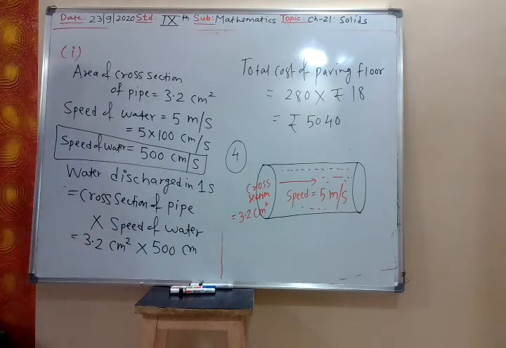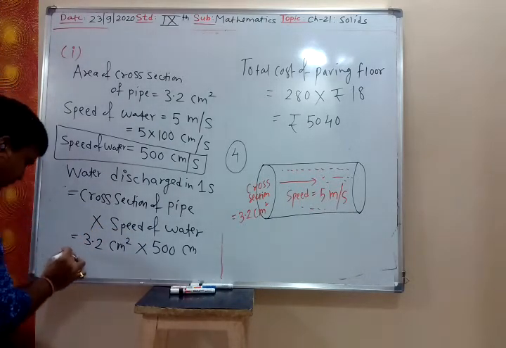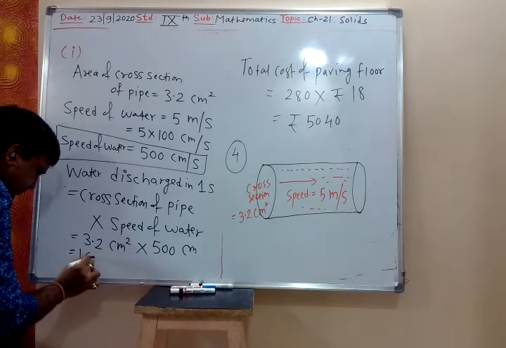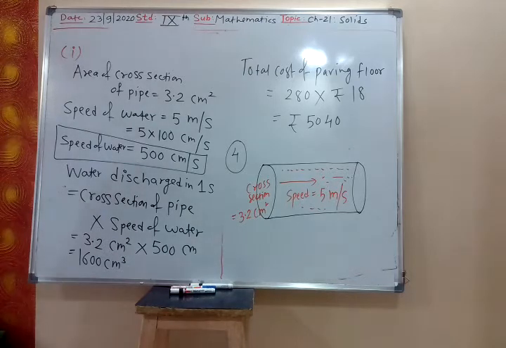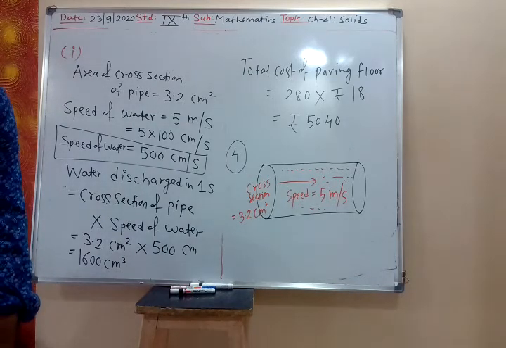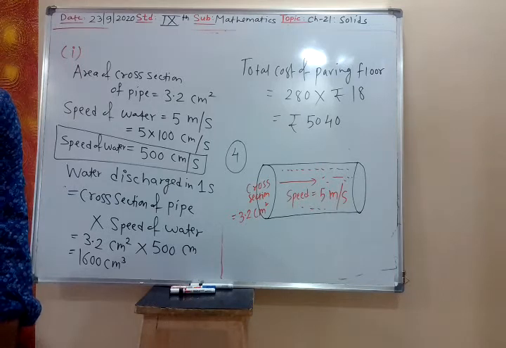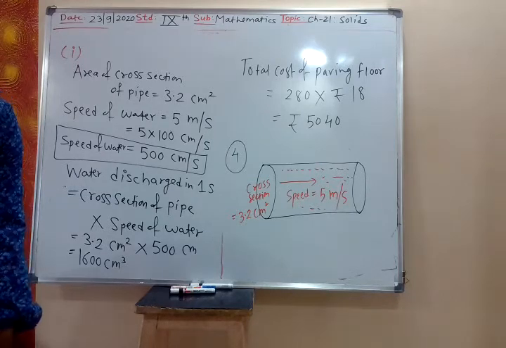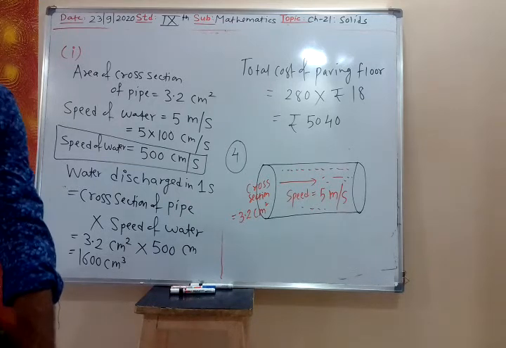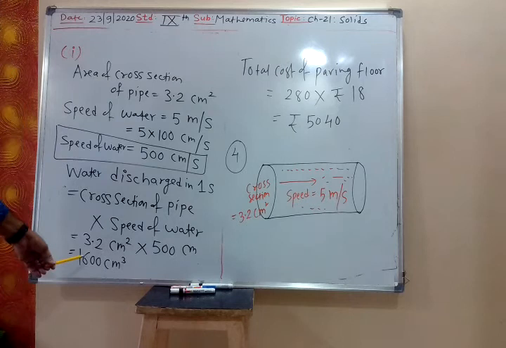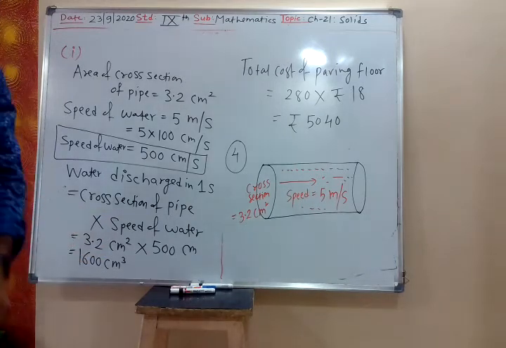So multiply 500 into 3.2. How much is that? 1600 centimeter. 1600 centimeter cube of water is discharged in 1 second. So first part is over. Yes, first part is over. Water discharged in 1 second is 1600 centimeter cube of water.